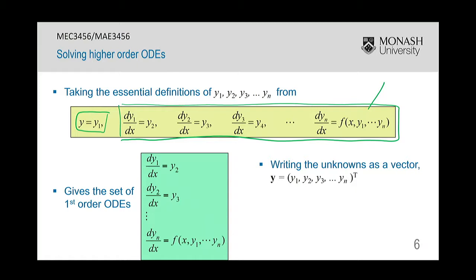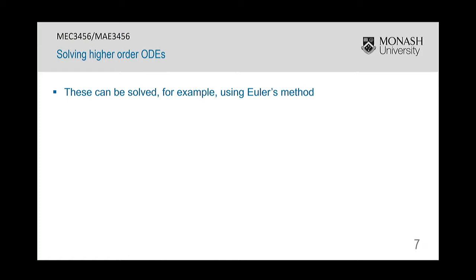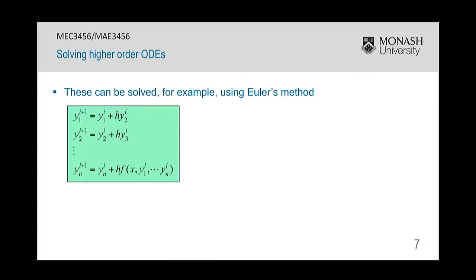We can write the unknowns as a vector. Y is equal to y1, y2, etc. We can transpose that to turn it into a column vector. And then we can write our system as dy/dx is equal to f of x and y, where f now is a vector right-hand side which comprises of that, etc., all the way up to that. And these can be solved, for example, by using Euler's method.